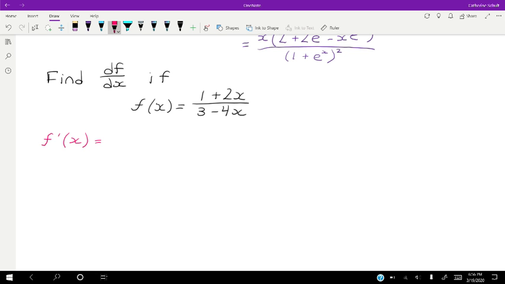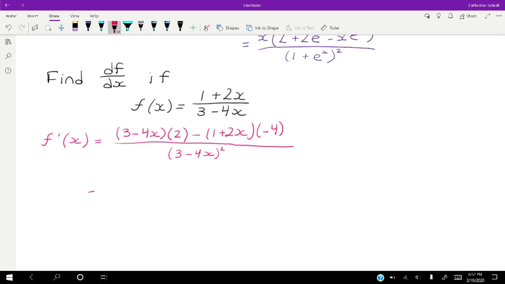Okay, so according to our rule, we do the bottom function times the derivative of the top, derivative of 1 plus 2x, let's see, 0 plus 2, okay? And then minus the top function times the derivative of the bottom, so 0 minus 4, so write negative 4, and then we'll put that all over the bottom squared. Okay, so we apply our rule.